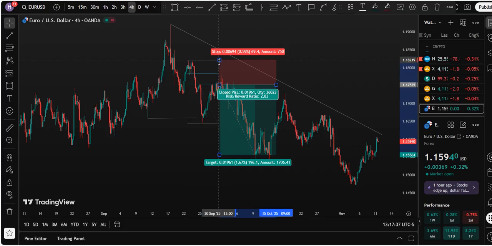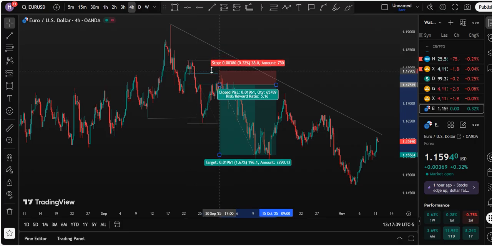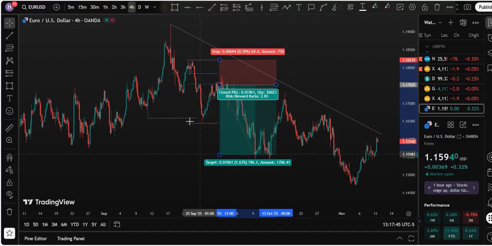You can't put in your stop loss maybe here, now it's going to be risky. Price will take you out. So be careful with where you put your stop losses. So this is actually a good area.